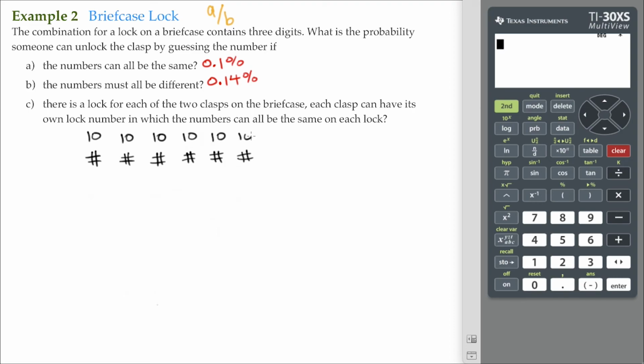And of course, according to the fundamental counting principle, how many altogether? So this is 10 to the 6th power. 10 to the 6th power, that's 1 million different numbers that can be assigned. That's our B. There's only one correct one. So that's 1 out of 1,000,000.